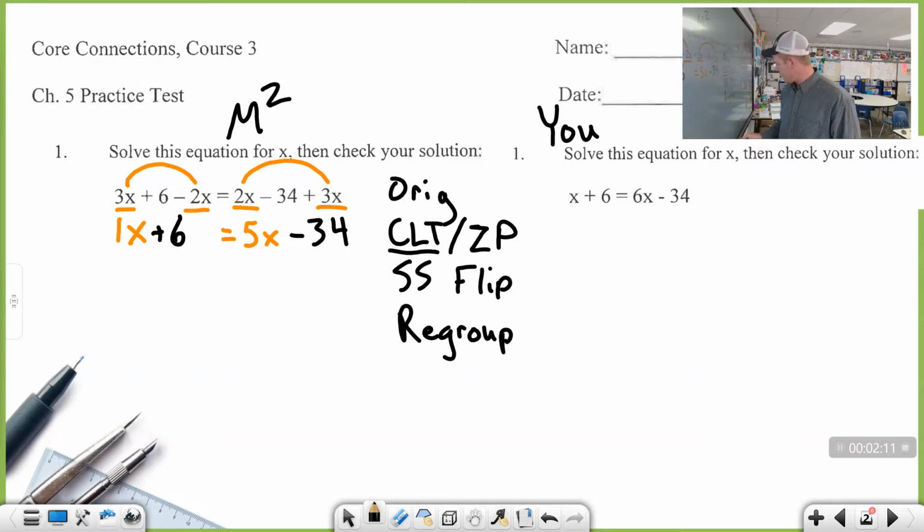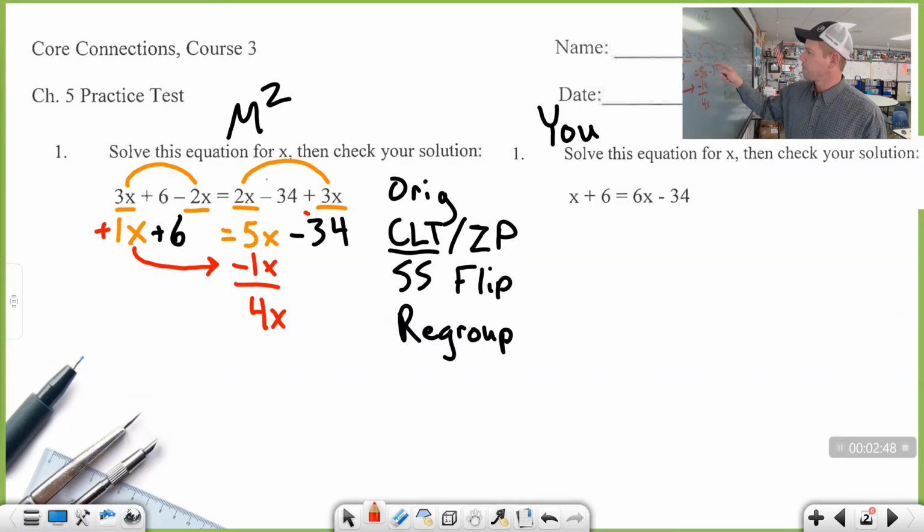My next step is a side flip. I am going to put the variables on one side and my numbers on the other. I notice strategy, it is better to side flip my 1 to be with the 5 because then I keep my variable positive. 5 is bigger, it's positive. Let's move the 1x to it. Side flip means that when you side flip, you move it to the other side and you flip. Notice the positive 1 became negative 1. That's going to give me 4x.